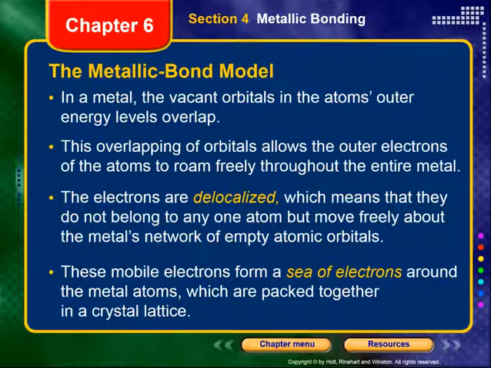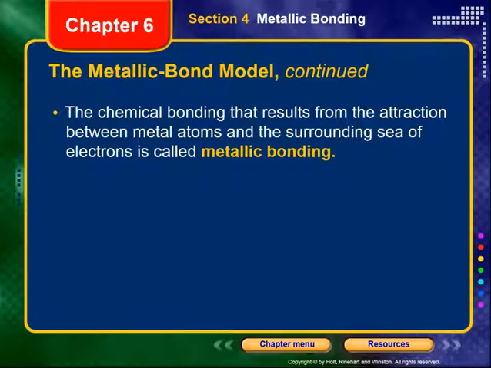These atoms, because they can move around, they're not in one location, they're not localized, they are considered to be delocalized, which means they do not belong to any one atom, but move freely about the metal's network of empty atomic orbitals that are overlapping. These mobile electrons form what's known as a sea of electrons around the metal atoms, which are packed together in a crystal lattice. Here's a crystal lattice yet again. The chemical bonding that results from the attraction between metal atoms and the surrounding sea of electrons is called metallic bonding.